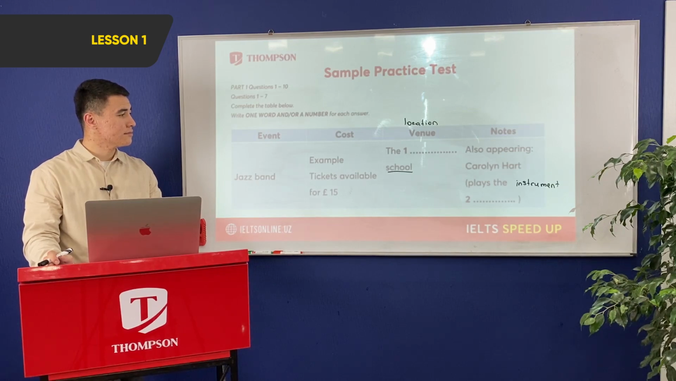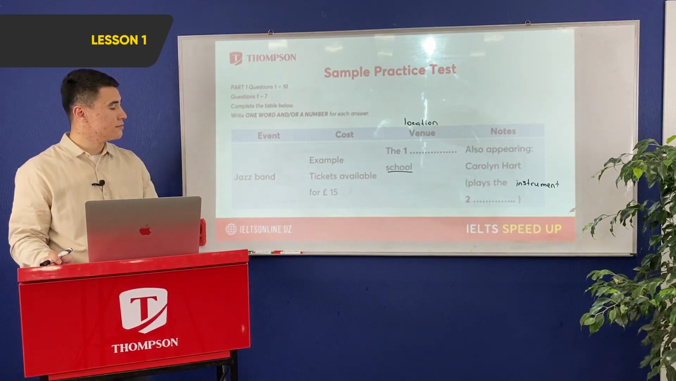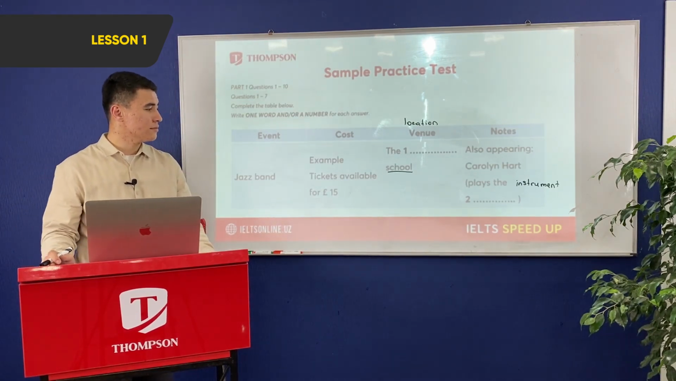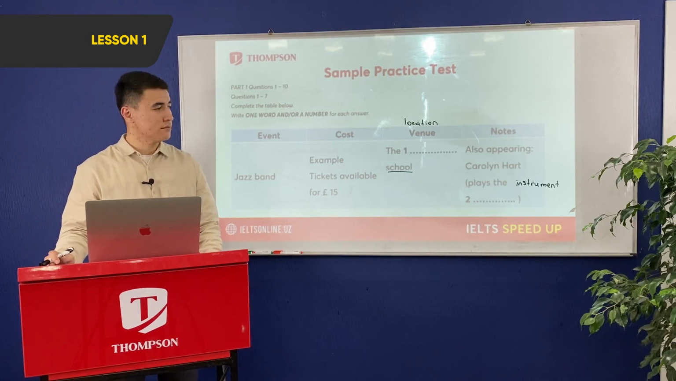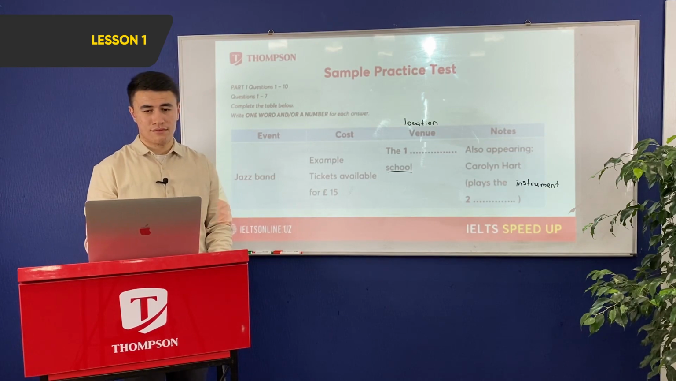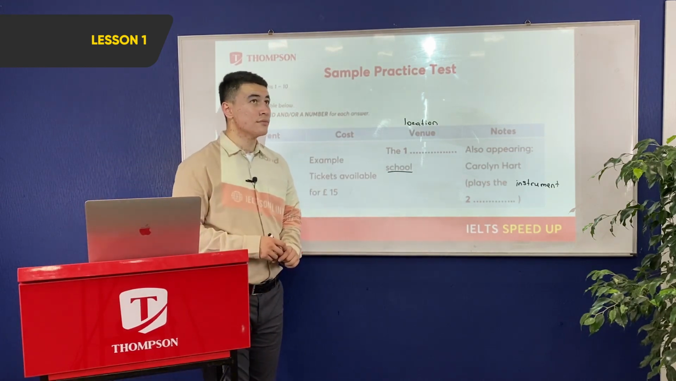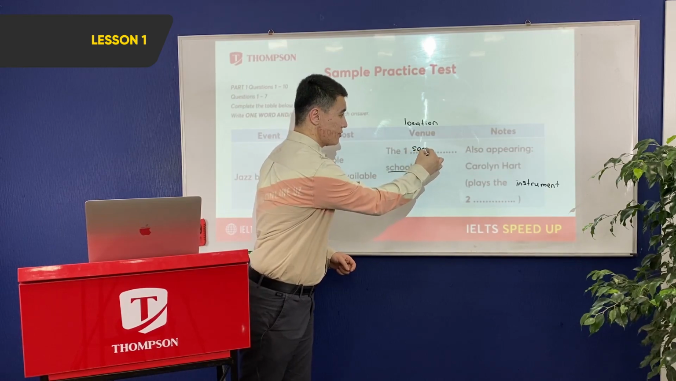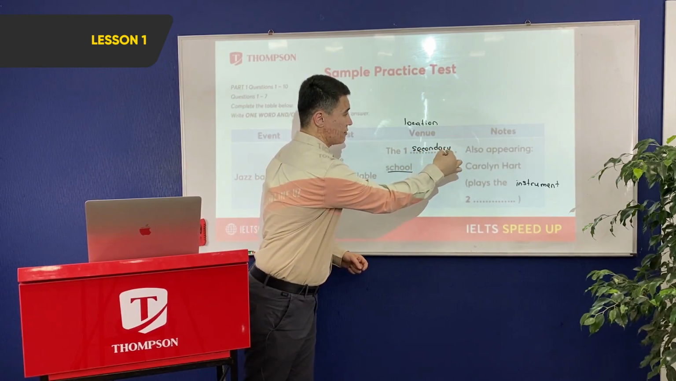Of course. First of all, are there still tickets available for the jazz band on Saturday? There are, but only £15. The £12 seats have all been sold. OK, and the venue is the school, isn't it? Yes, that's right. The secondary school. Make sure you don't go to the primary school by mistake.